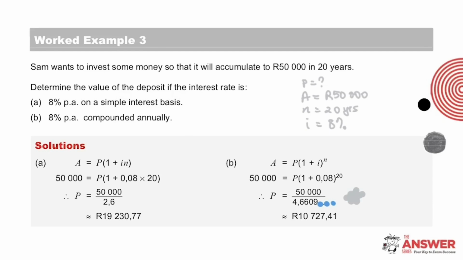Let's pause for a moment and think. What should Sam do here if he had a choice? If you look at this answer compared to that answer, he would surely much prefer to deposit 10,000 and something Rand to have 50,000 in 20 years' time rather than almost 20,000, which is double the 10,000.